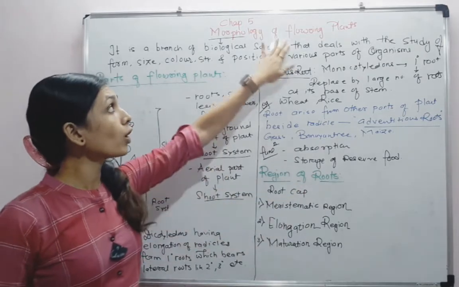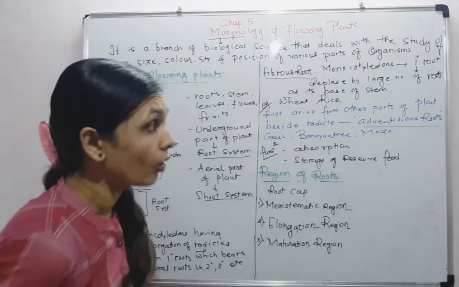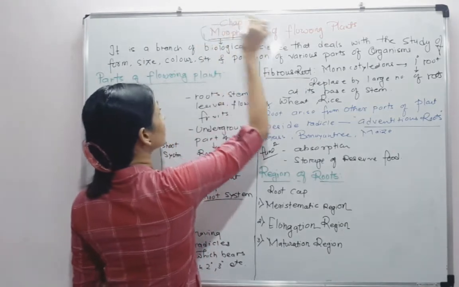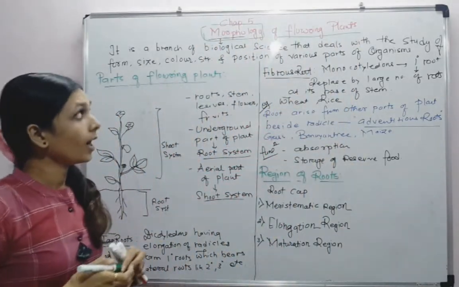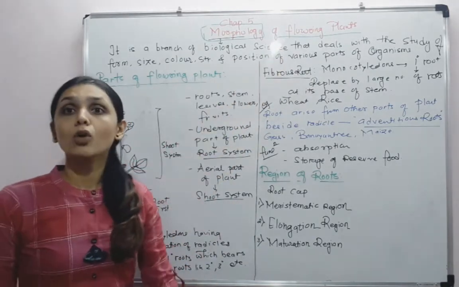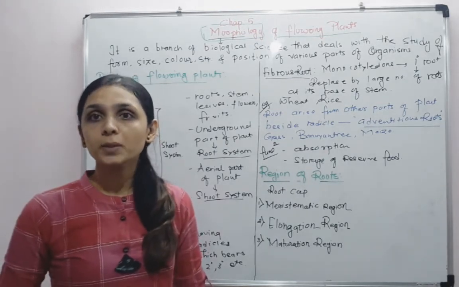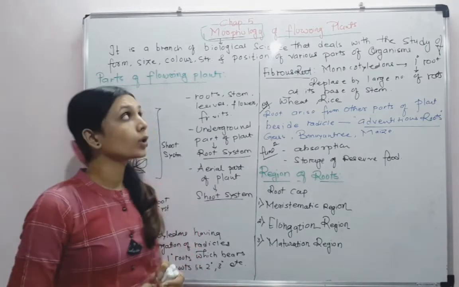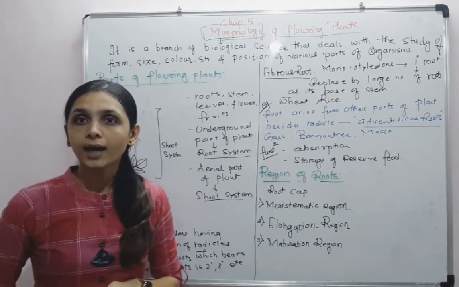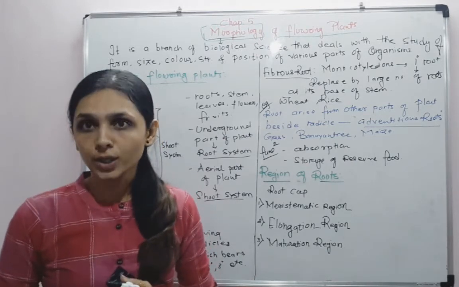The heading is Morphology of Flowering Plant. So the first question is, what is morphology? Do you understand flowering plant? Flowering plant means we are talking about angiosperms. In chapters 2 and 3, we have already discussed the angiosperms, that is, the flowering plants. So what about the morphology part? Morphology is the study of outer structure.